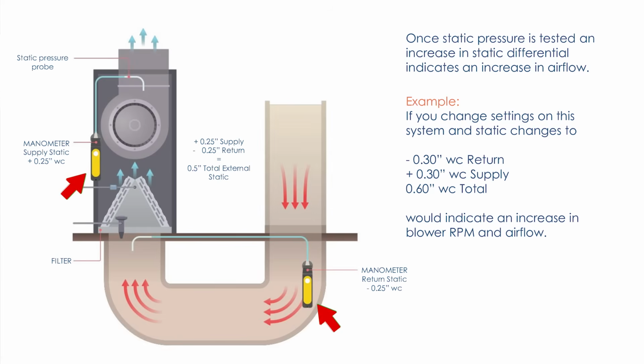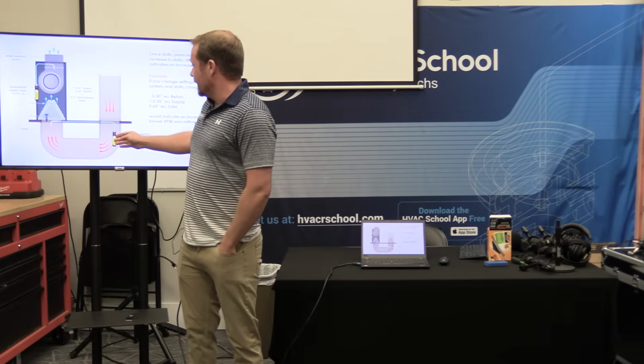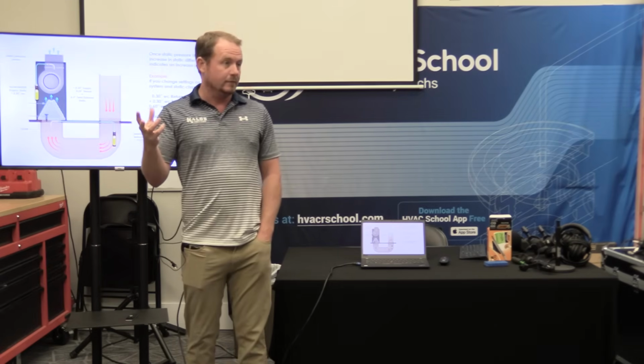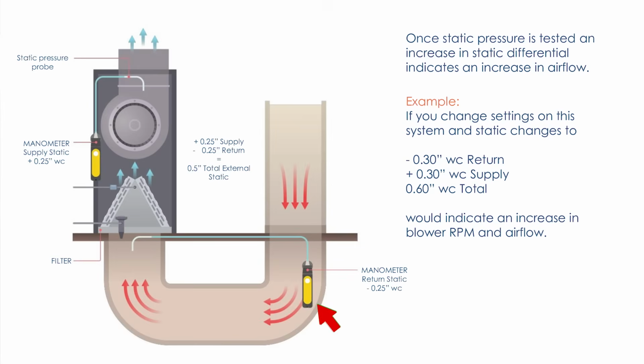This is showing two separate manometers, but it could be a dual port manometer. You would connect one side, the negative side, either by setting up your manometer, in the case of a dual port like this, or it has a negative and positive on most dual port manometers. You connect the negative side underneath the evaporator coil.